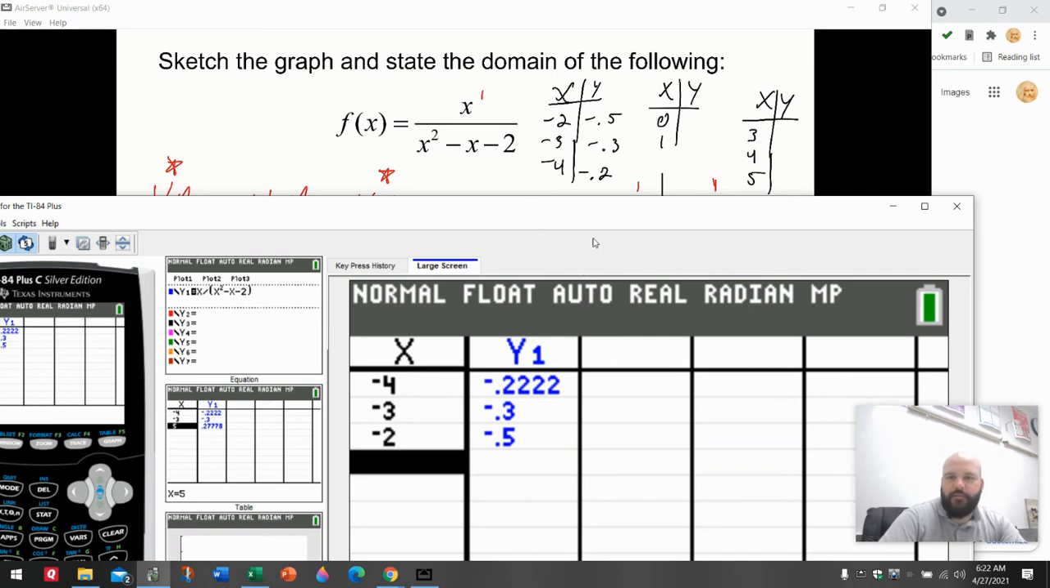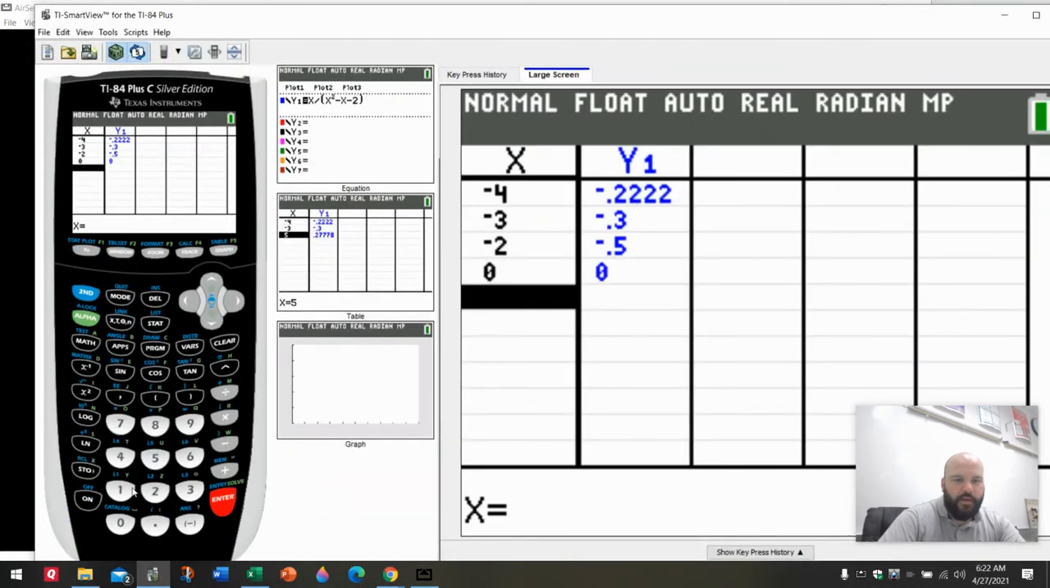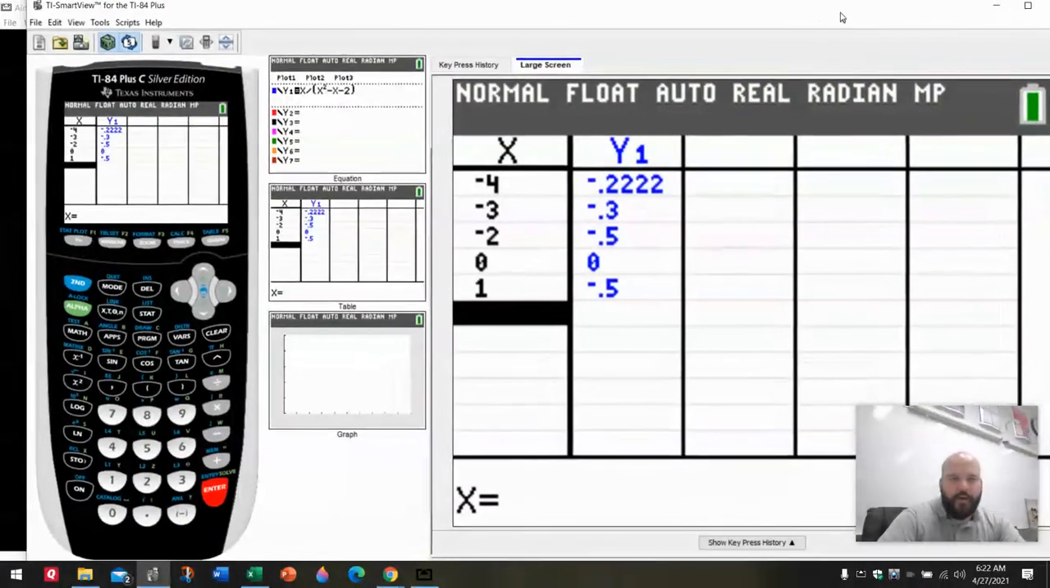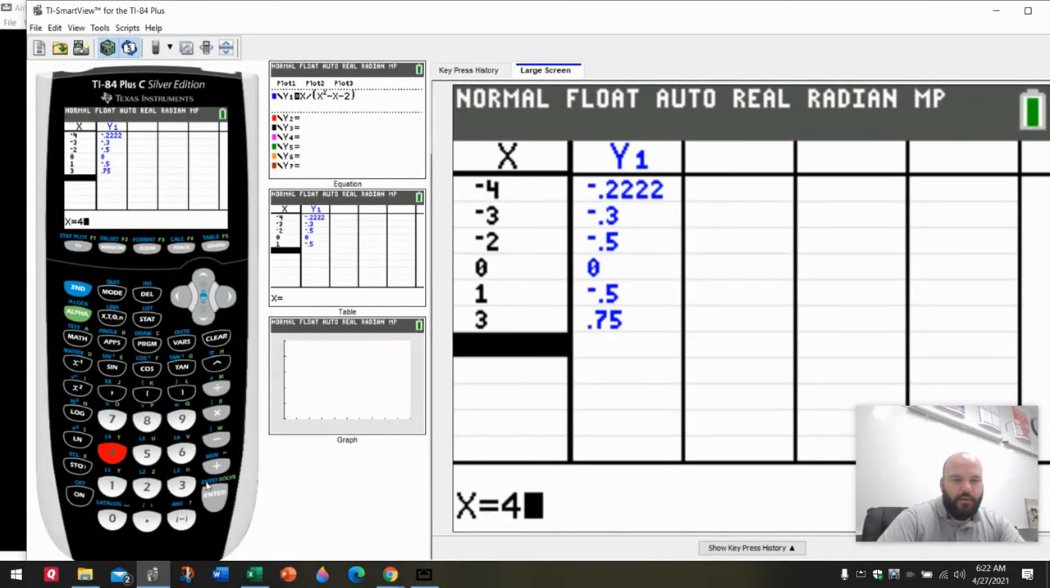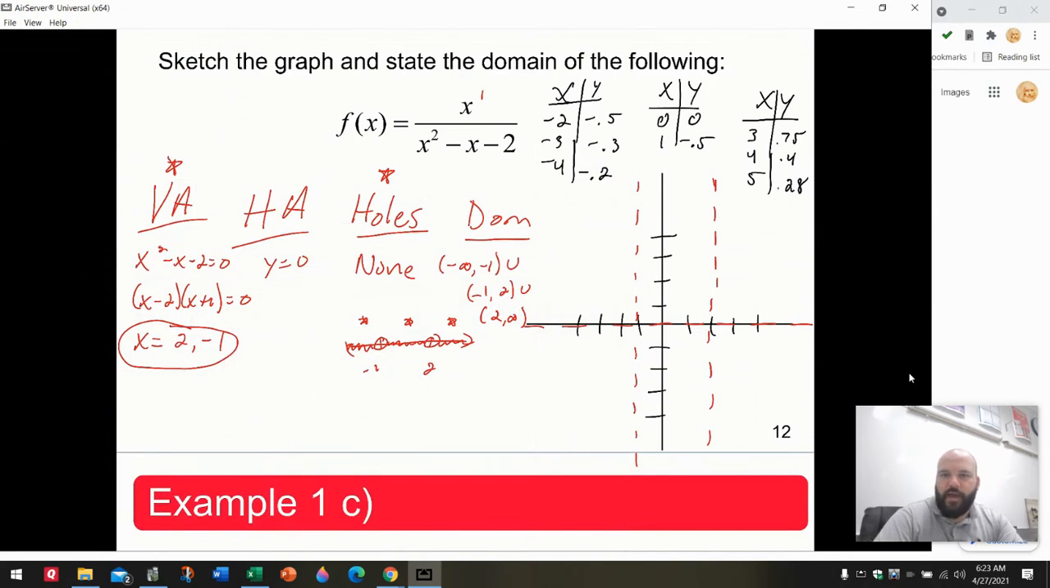The next two values I need for my table are 0 and 1. So we will go ahead and type that in, 0 and 1. 0 gives me 0, and 1 gives me -0.5. And then we got to go to 3, 4, and 5. And we have 0.75, 0.4, and then 0.28. All right, so now that I have all those values, I can go ahead and graph those.